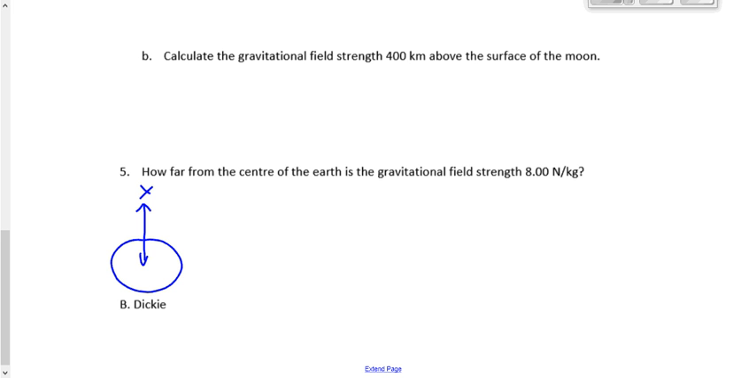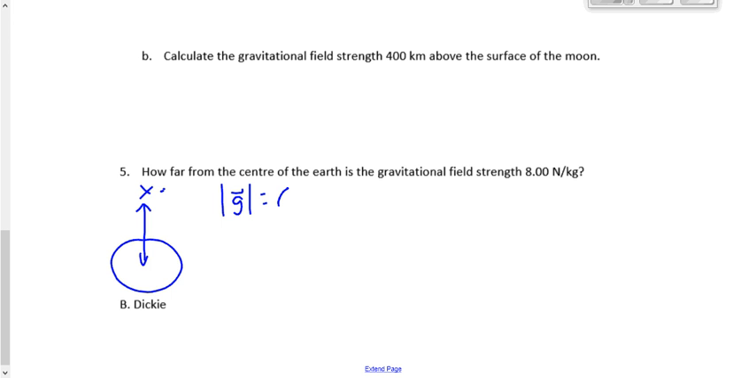Is the Earth a producer or experiencer here? Is the Earth causing the field at that distance above its surface, or is it experiencing that field? What is it, Nate? It's producing the field. We know nothing about this point right here, where we're trying to find the field. We don't know if there's an experiencer there or not. If there is an experiencer there, we know nothing about it. So the only thing we know something about is the producer. Let's use the producer equation.